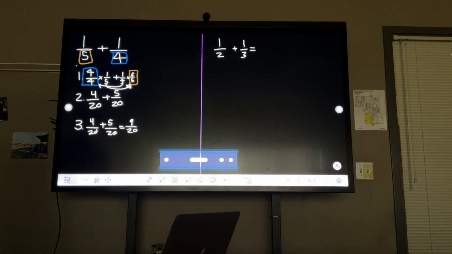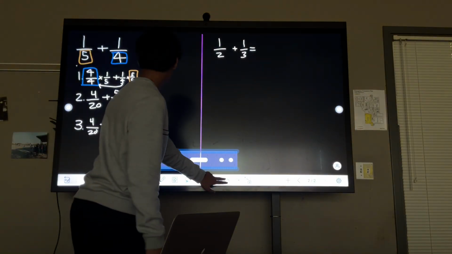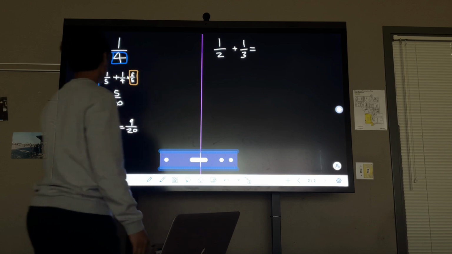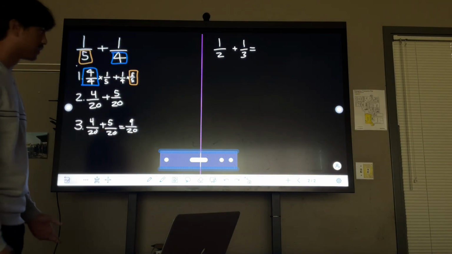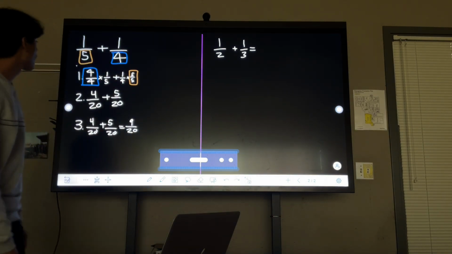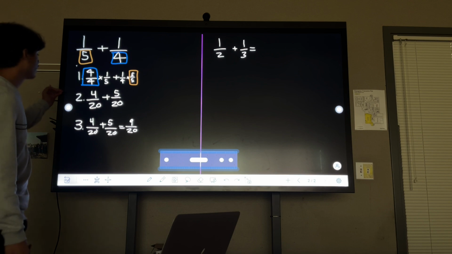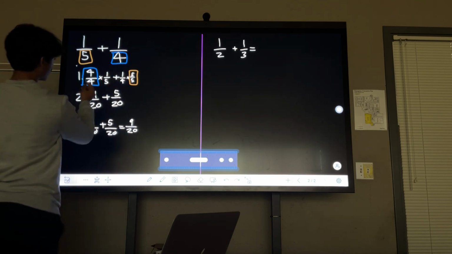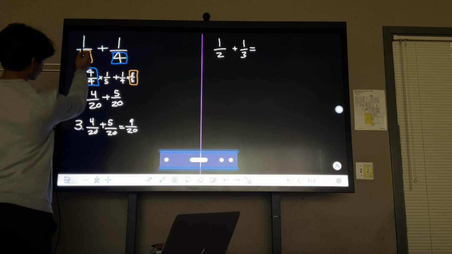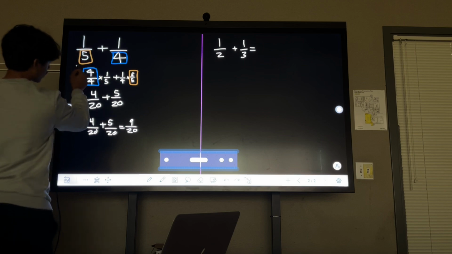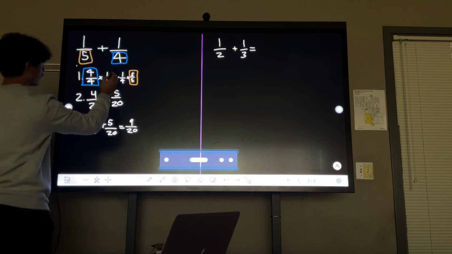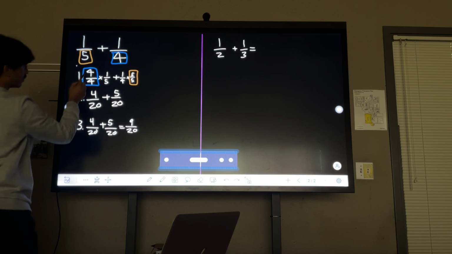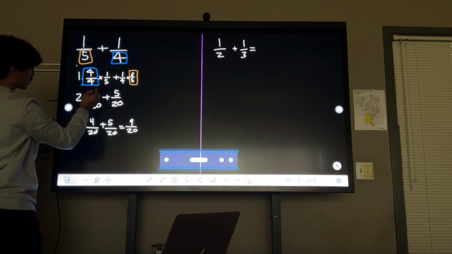Alright, so there is a simpler way to find the least common multiple and get the answer when you're adding and subtracting fractions. So the way you would do it here is you look at this number right here and you multiply it to the number on the left, the fraction on the left. So you take 4, do 4 over 4 and multiply it to the fraction on the left.